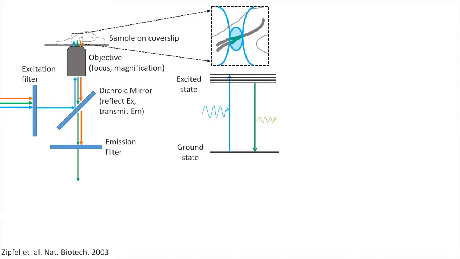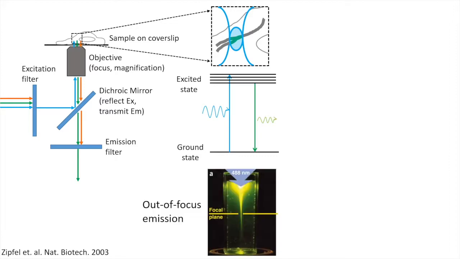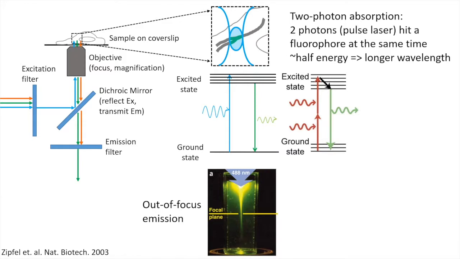Generally, if you use one photon for exciting the ground state to the excited state, you will see the fluorescence. However, when you focus your light, the out-of-focus light can still induce fluorescence. That's called out-of-focus emission, which can be your background. So scientists use another way to overcome this limitation by using two-photon absorption.